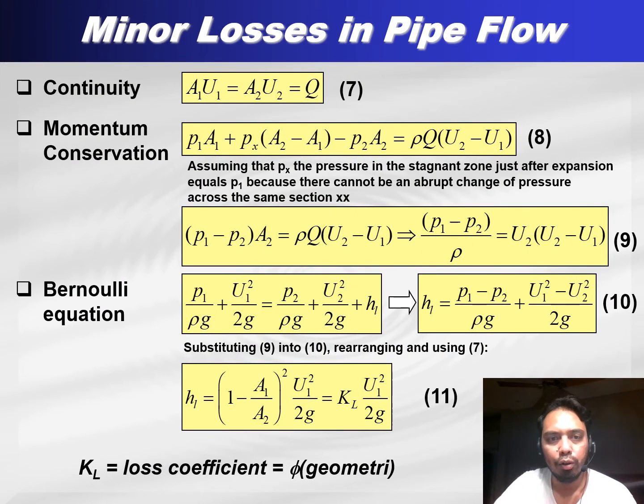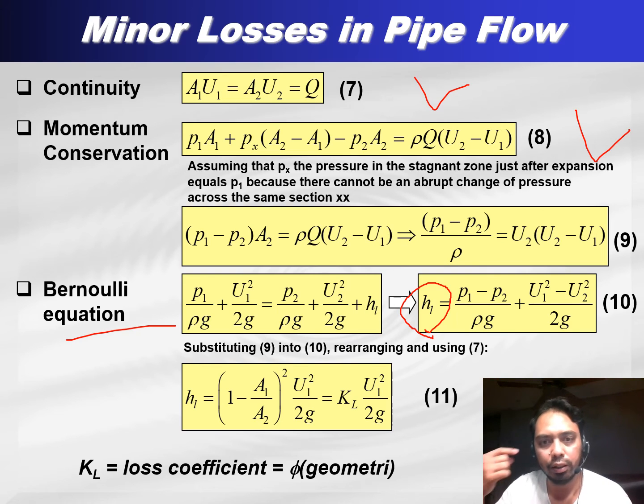Applying the continuity and momentum equations, we combine them to get equation number 9, and then substitute it into the Bernoulli equation. We obtain the minor loss h_L due to sudden enlargement. We represent this geometry function in terms of K_L, or the loss coefficient, which is only a function of the geometry itself.